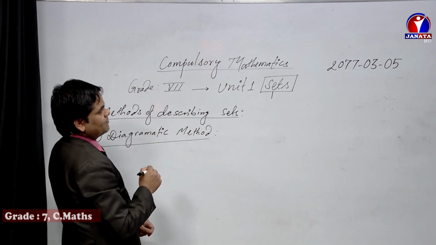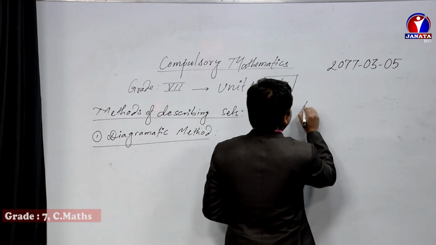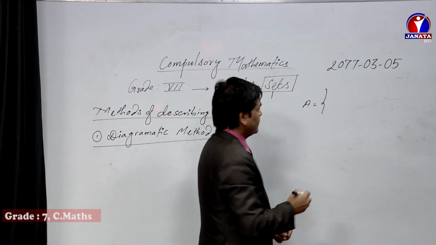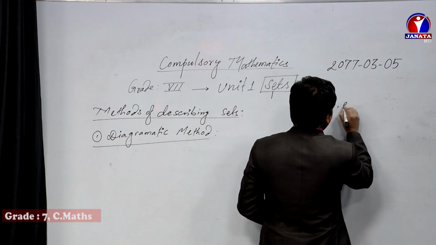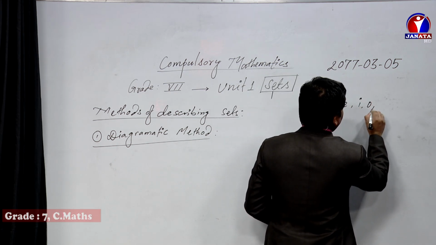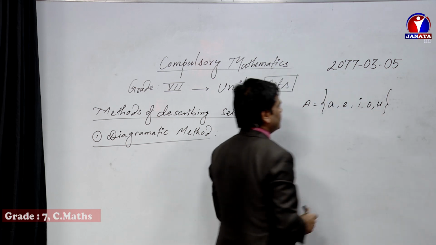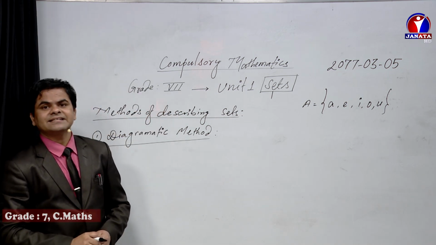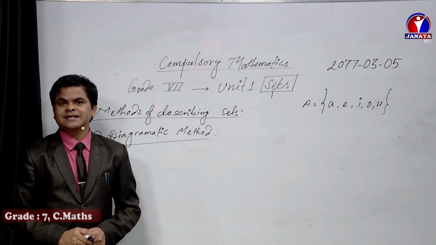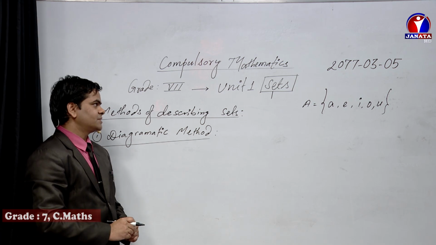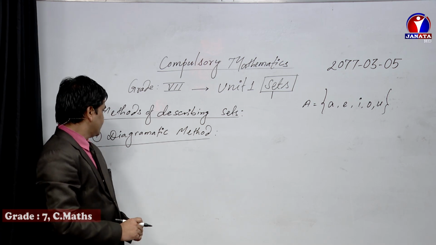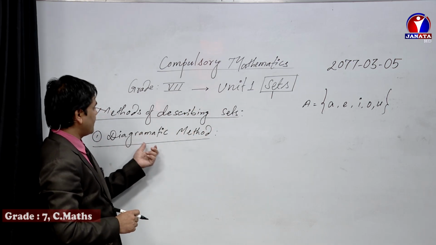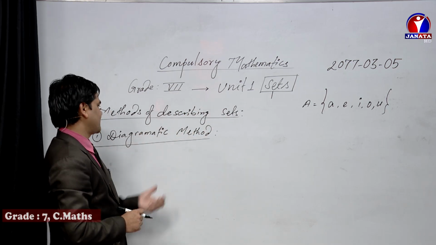Let us take one example, dear students. A equals A, E, I, O, U. I am going to take one set of information as A, E, I, O, U. You know, dear students, these are the vowel sounds in the English alphabet. If you have to represent that information by using a Venn diagram, how will you present?